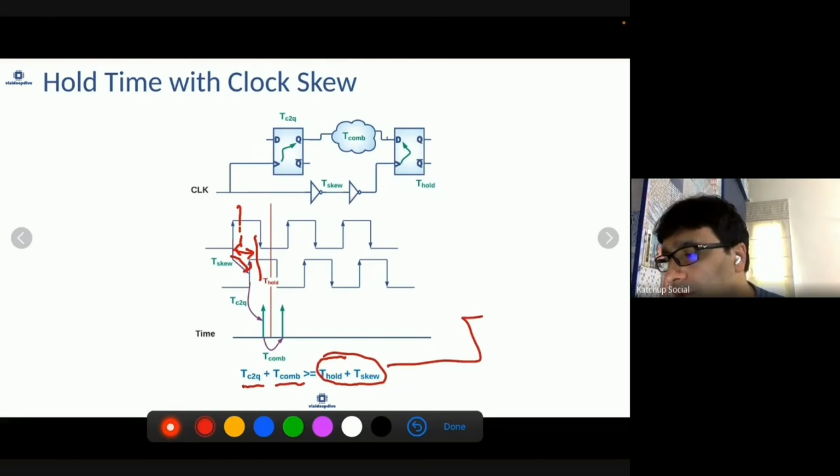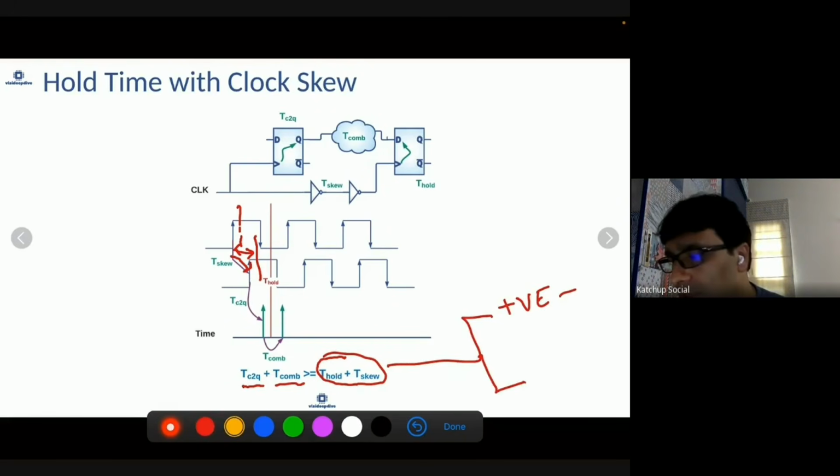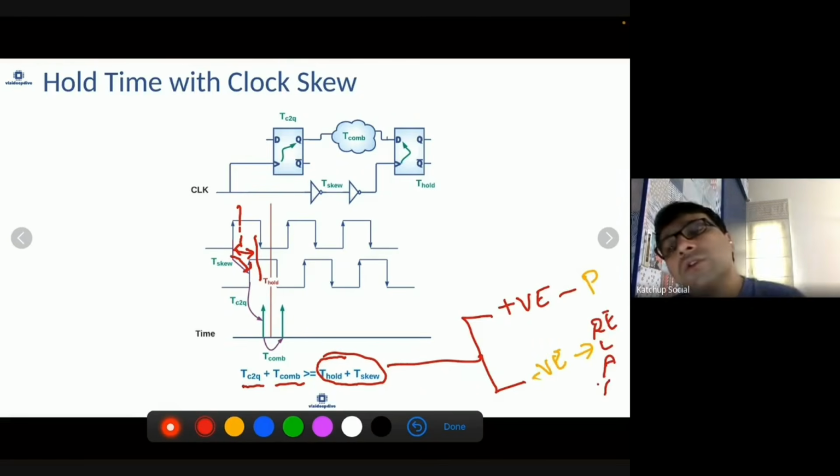Now, if skew is positive, this makes hold pessimistic. If skew is negative, you relax a little bit in terms of meeting hold timing. So sometimes during clock tree synthesis, these can be used to your advantage. For paths where setup or hold timing is difficult, you can use these tricks by maybe adding some clock skew to make meeting setup or hold timing easier.